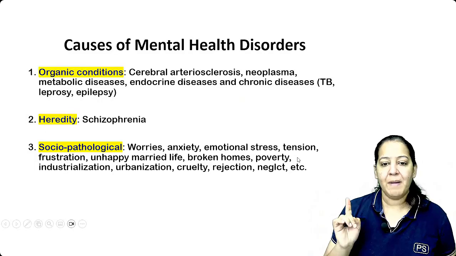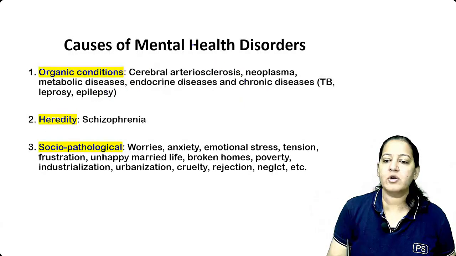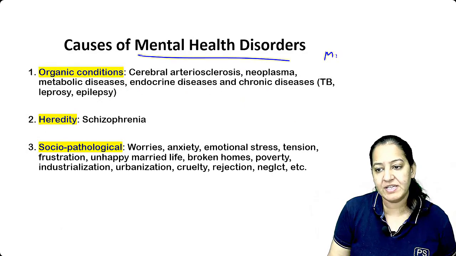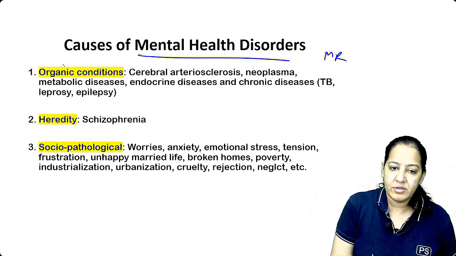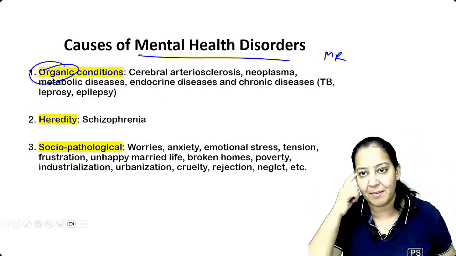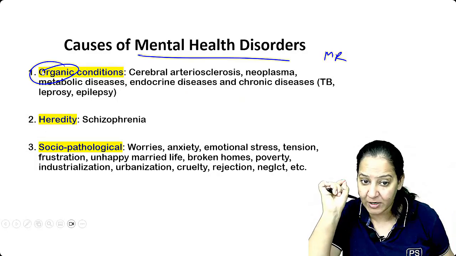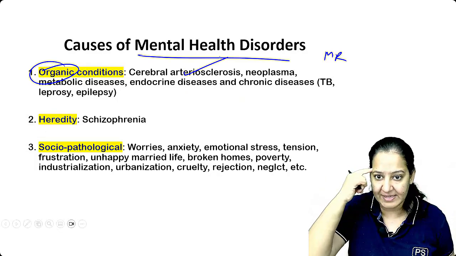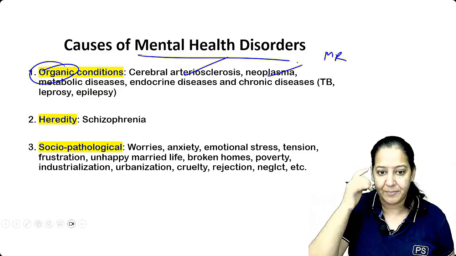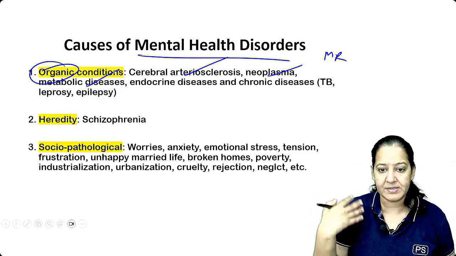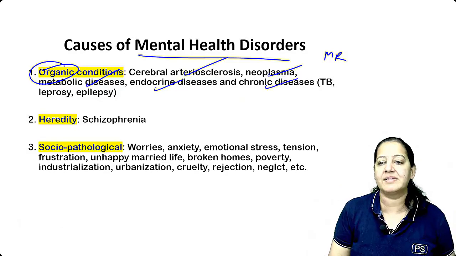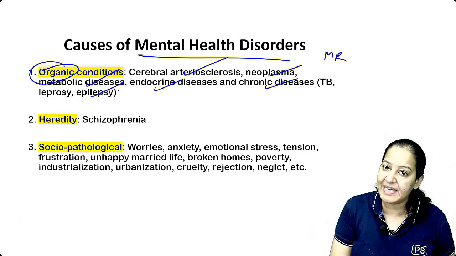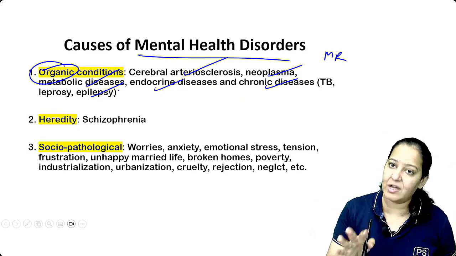So in mental health, what are the causes of mental disorders? Have you seen a mentally retarded person? There can be an organic cause. Organic cause means something is wrong in the brain. The organic cause may be atherosclerosis in the cerebral blood vessels, a cancer in the brain, some metabolic disorders in the body, endocrine disease, or chronic disease like TB, epilepsy. So that is the organic cause.